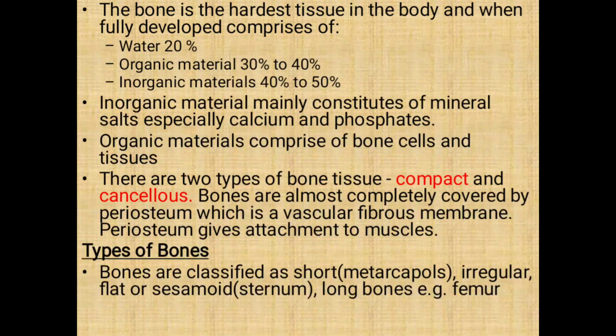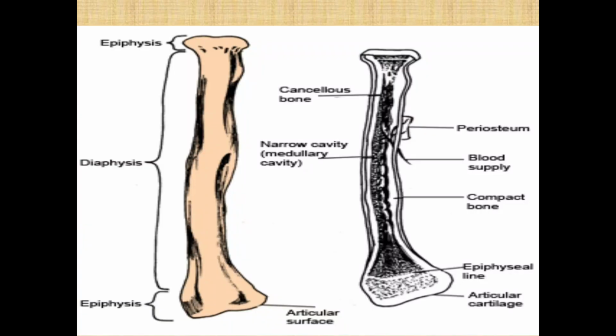Bones iko mostly covered na periosteum, which is a vascular fibrous membrane, na periosteum ina give attachment to muscles. So unaona part ya juu ya bone yako inakuanga na periosteum. Let me just say the top part of the bone ni periosteum, na hiyo ndio inashikana na muscles. So we now get what is a periosteum.